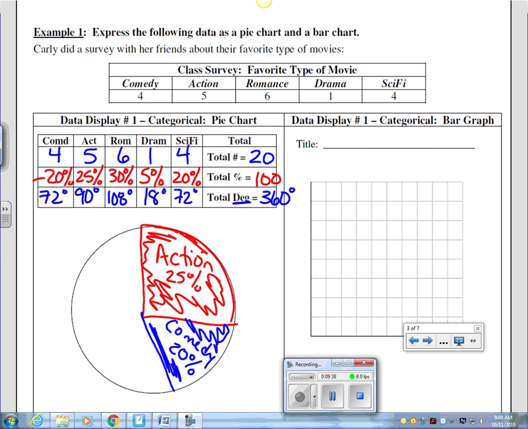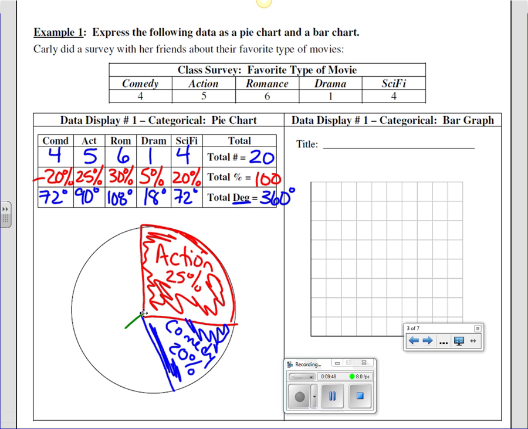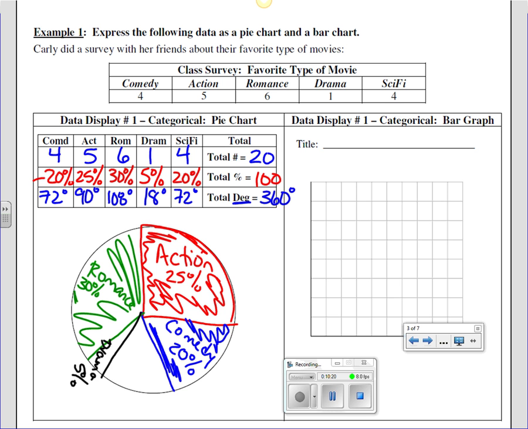All right, romance, 108 degrees. Does it need to be bigger or smaller? Bigger. So I'm going to do something like this. Okay, so this is romance, and that is 30%. And you can color that one. And then drama needs to be pretty small. All right, so drama is 5%, so that'd be a different color.